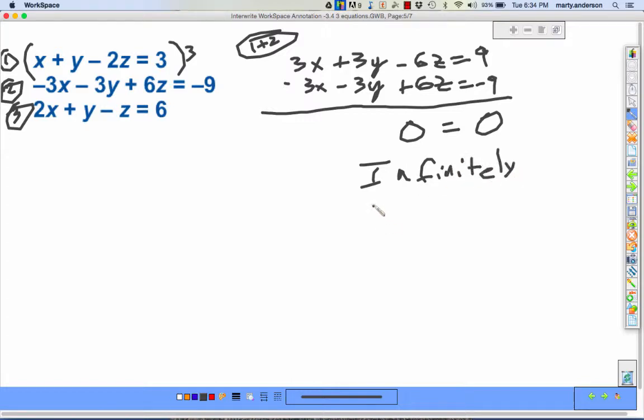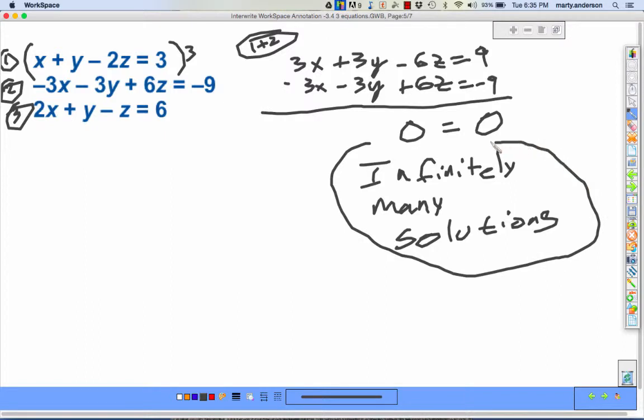Infinitely many solutions. Now, we could go a step further and combine these two and figure out what is the equation of the line that makes it work. I'm not concerned. I just want you to be able to identify infinitely many solutions or no solutions. So you can already see if this was a no solution problem, maybe this -9 was -12 instead. So I would get 0 equals -3. There you got a no solution and you move on.